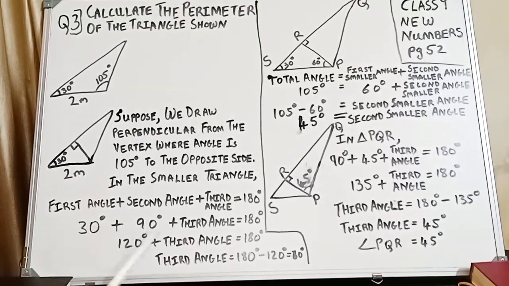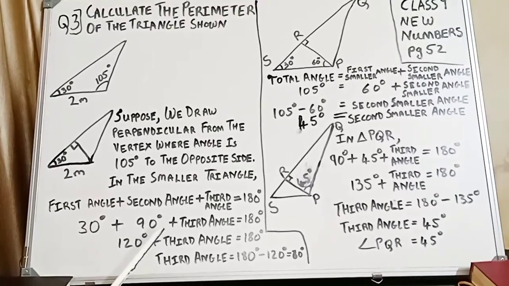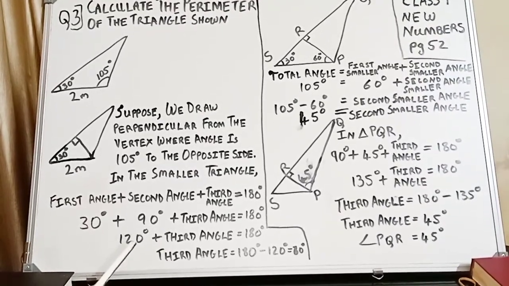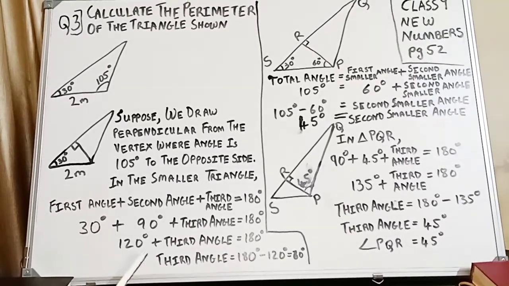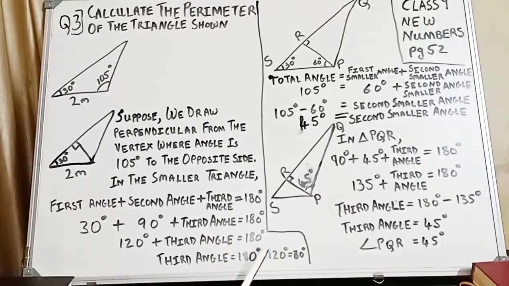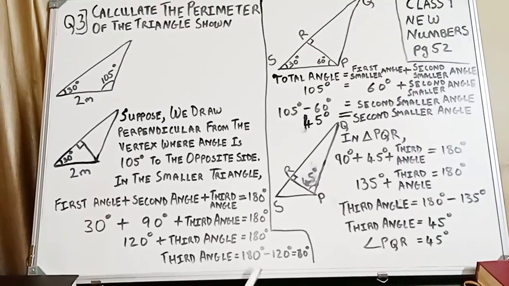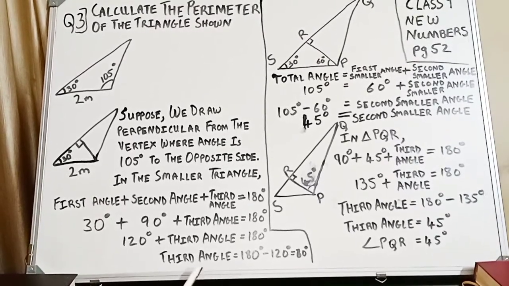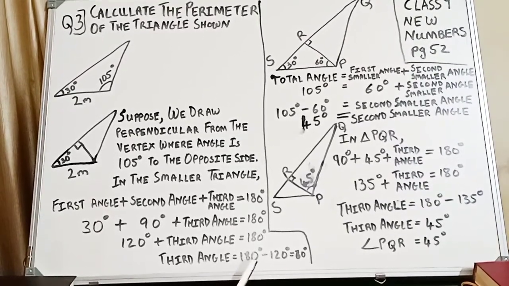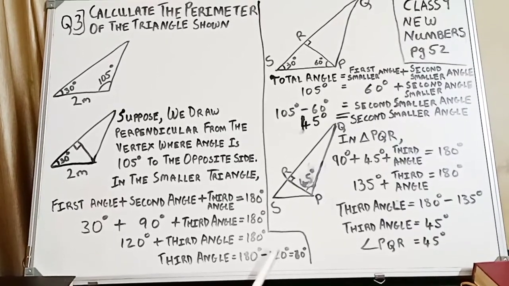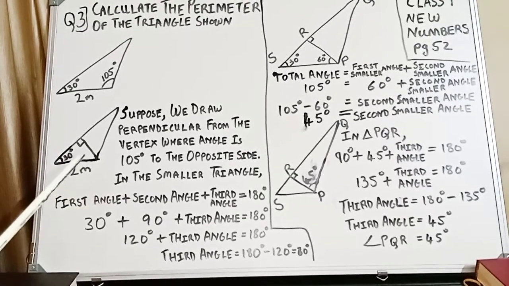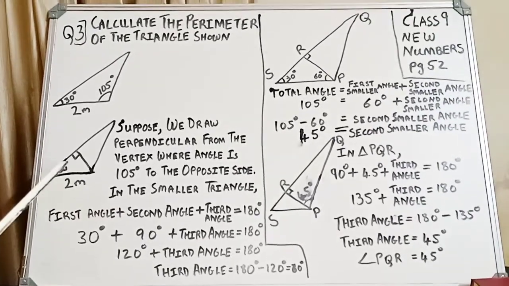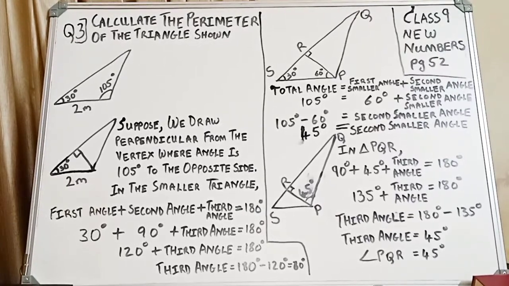If we add the first angle and second angle, we get 120, and then the third angle, which we are not aware of, is equal to 180 degree. If we take this 120 to the opposite side of the equal sign, from plus it will become minus. So the third angle is equal to 180 minus 120, and the answer is 60 degree. In this way we have got this small angle as 60 degree.